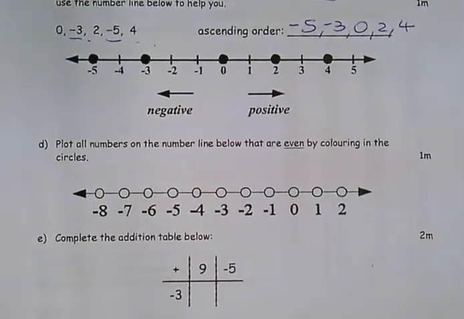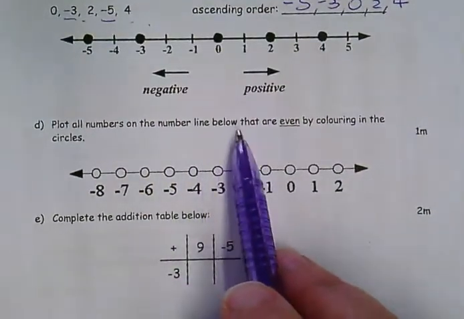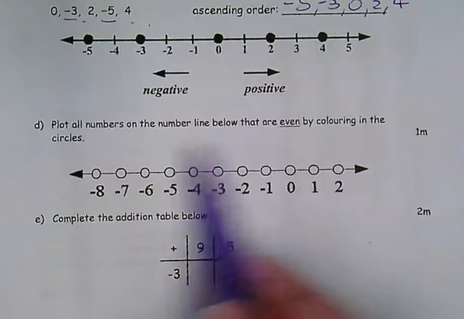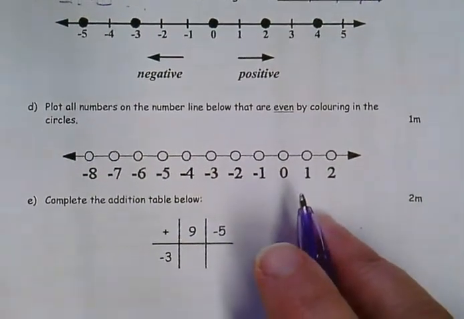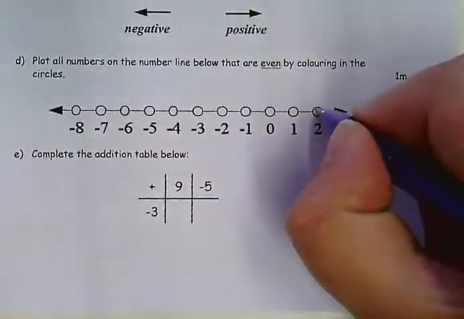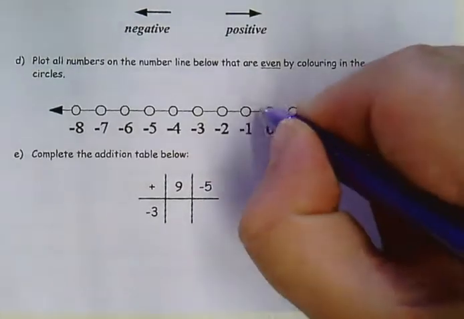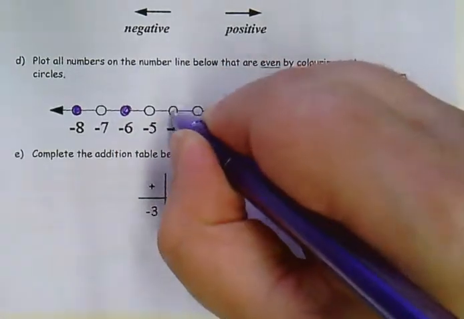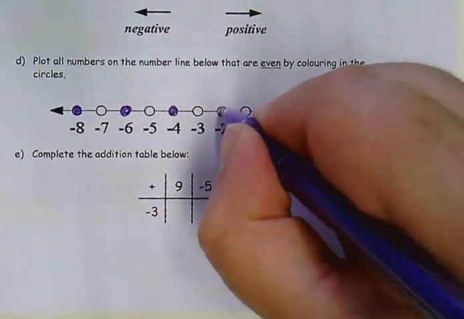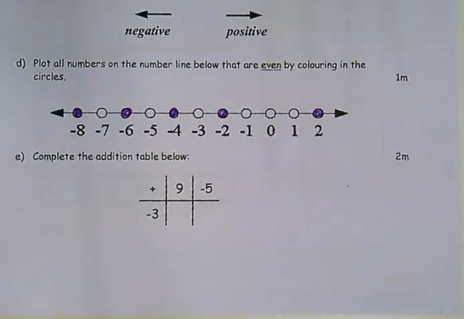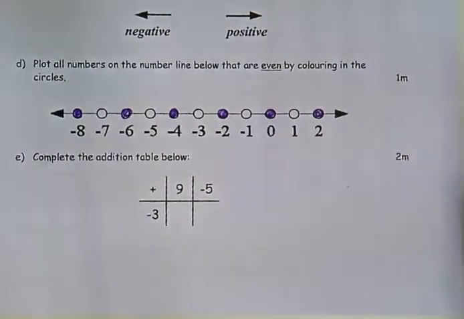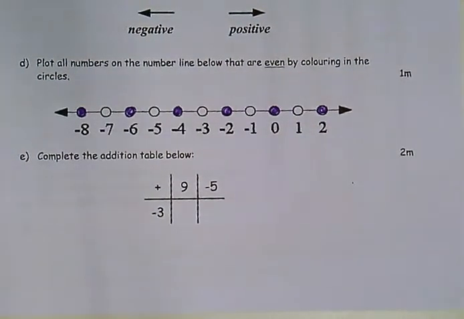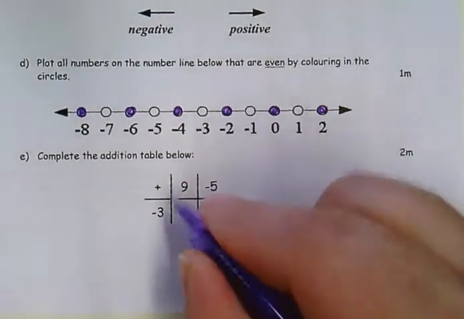Okay, question D. Plot all the numbers on the number line below that are even by colouring in the circles. So we want all of the even numbers. So 2 is even, negative 8 is even, negative 6 is even, negative 4 is even, negative 2 is even as well, because the definition of even numbers is that they are divisible by 2, and you can divide 0 by 2 and you'll get 0.